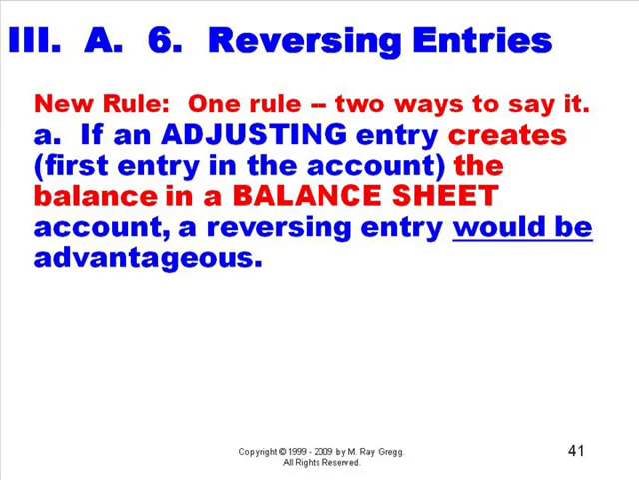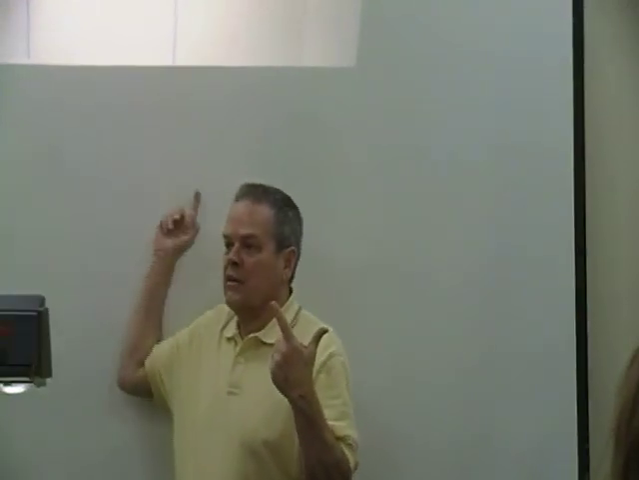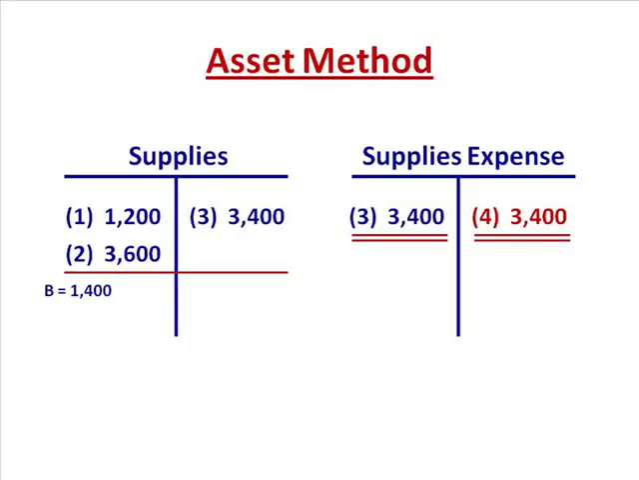The second rule: if an adjusting entry creates the balance in a balance sheet account. Well, that's a good rule. That one always works. But to apply that rule, we've got to know which of these accounts is the balance sheet account. Have you decided yet? Which is the balance sheet account? Supplies or supplies expense? Supplies. It's supplies.